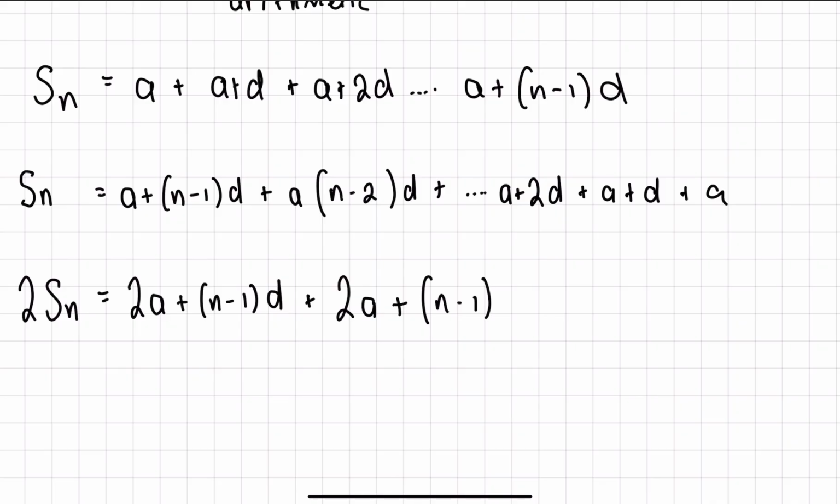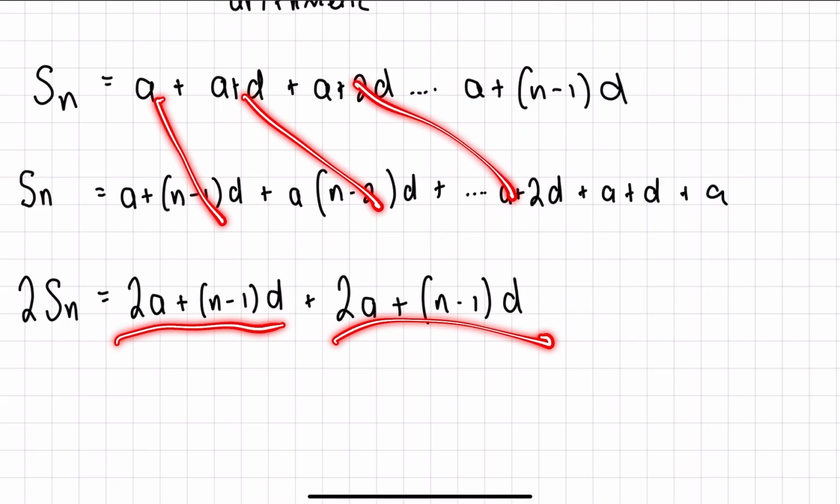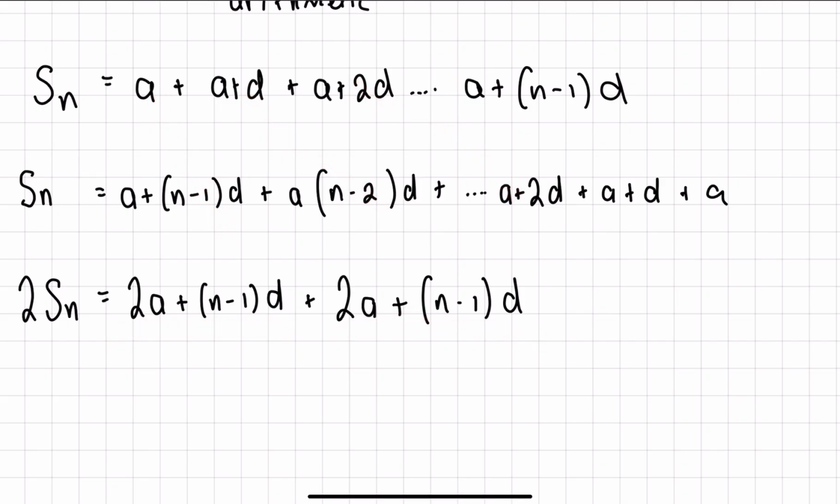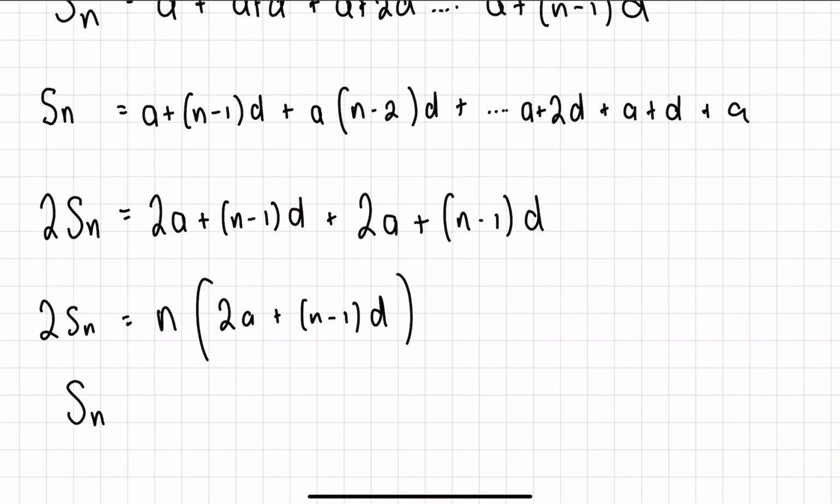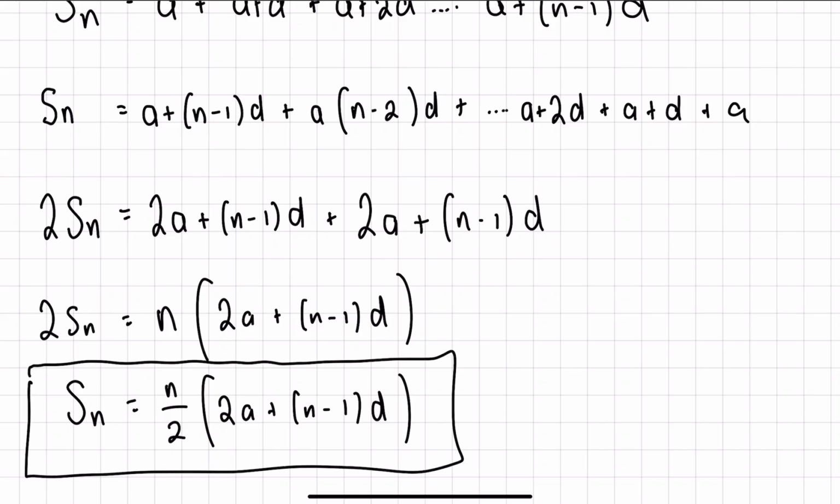Okay, what do we notice? Do we notice how they're the same? And that's going to happen on every pair. Interesting. Well, how many pairs of numbers do we have? We have n numbers. So this means two lots of the sum to the n terms is n lots of 2a plus n minus 1 d. So the sum of the first n terms, we halved it, is n over 2 times 2a plus n minus 1 d. And there you are, that's your proof. That is your formula. Done.